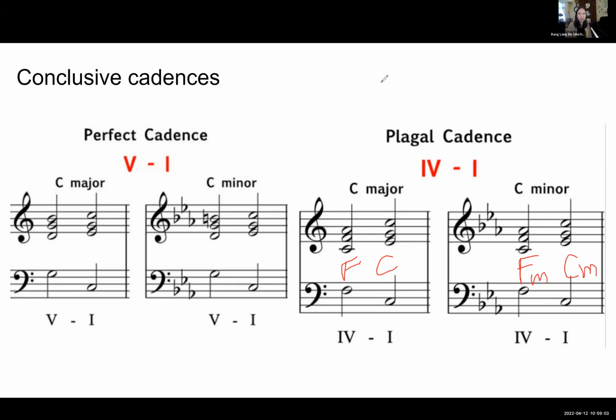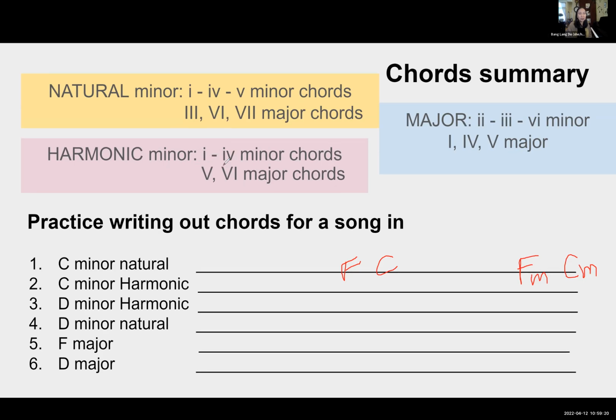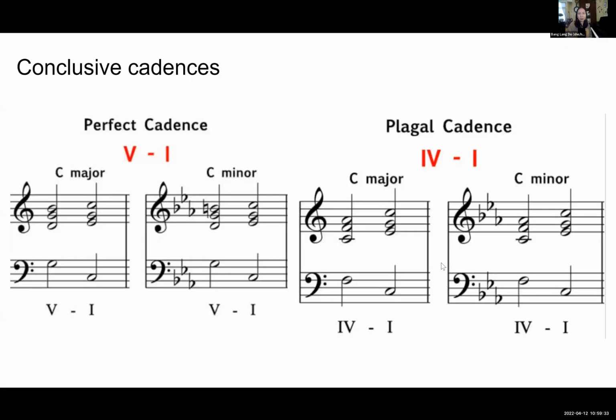If you don't remember, let me back up again to the same previous slide. You look at the pink box for me, harmonic minor. Chord 4 is minor, and chord 1 is also minor, right? So when you do that cadence to finish a section, your chord 4 and chord 1 need to be minor. So F minor to C minor, right here.